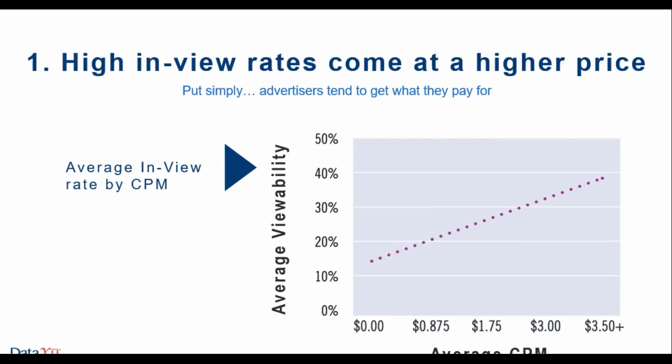First, a more general conclusion. High-end view rates tend to come at a higher price. So what we saw in this study, and what you can see in this chart here, is that the higher the average viewability, which you'll see on the vertical axis, the more expensive the media was, which you'll see on the horizontal axis.